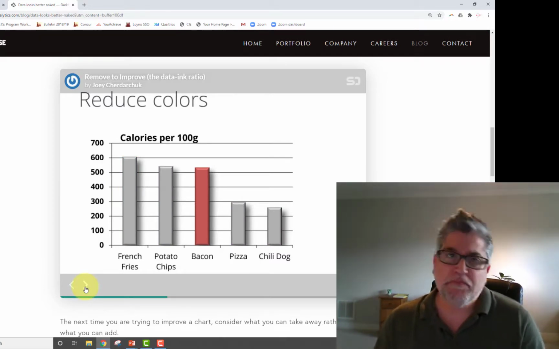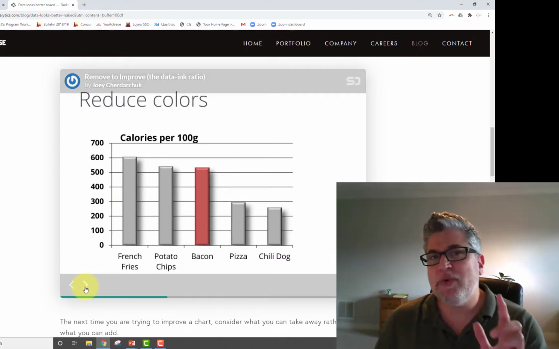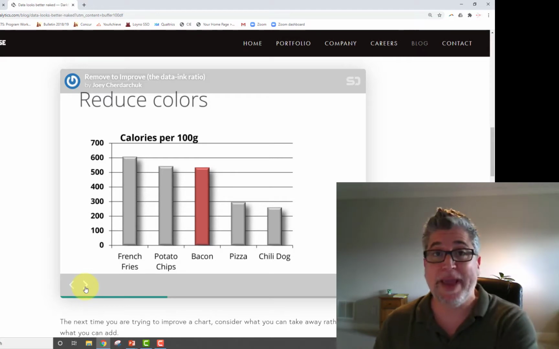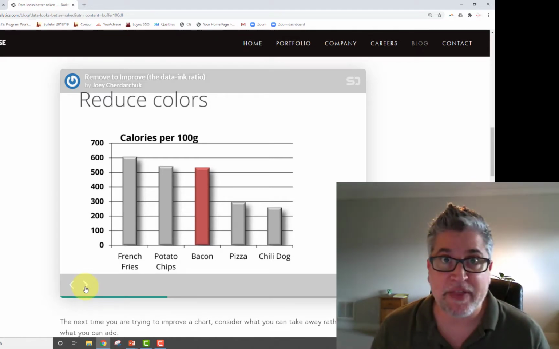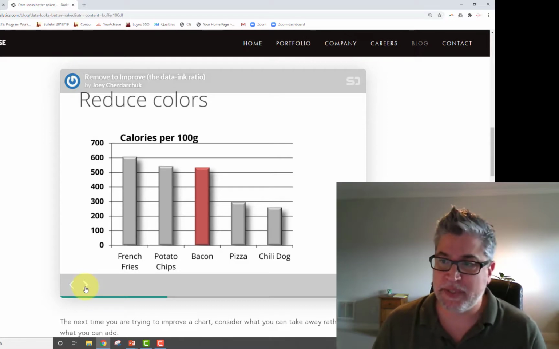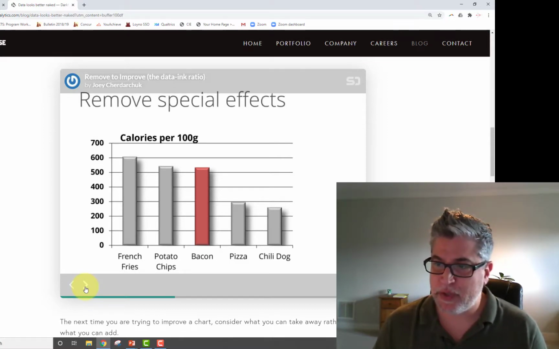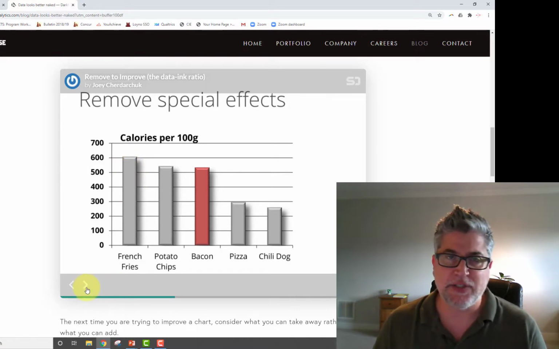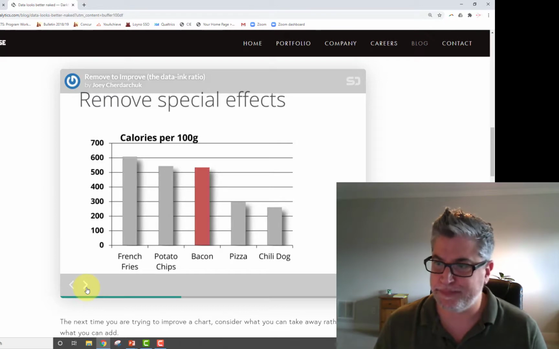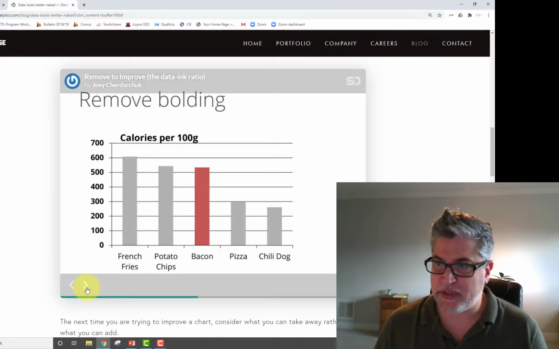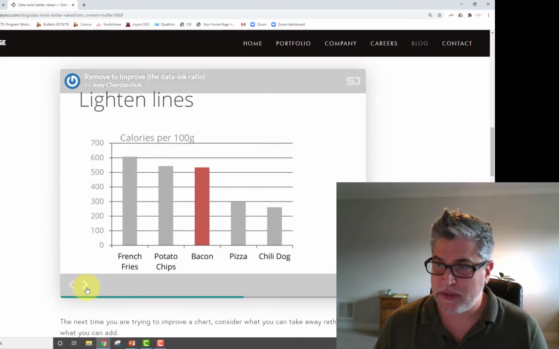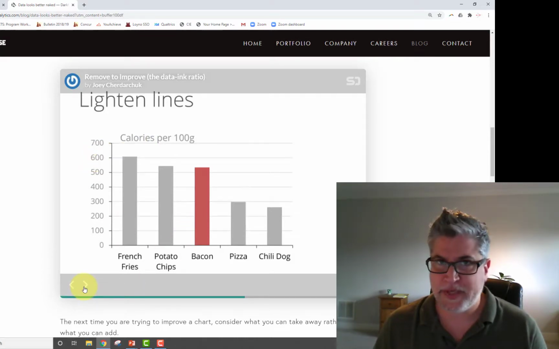Remove the colors. You don't always need to remove the colors, but if you want to draw your reader's attention to bacon, then only have that thing colored. They keep simplifying, right? Get rid of those shadows and all this nonsense. It's from like the 1980s. Just because a computer lets you do it doesn't mean you should. You get rid of those special effects. Get rid of the bolding. Lighten the labels, because those aren't essential. You don't want to give the same weight to this stuff as you do to bacon. You've got to give bacon its own.